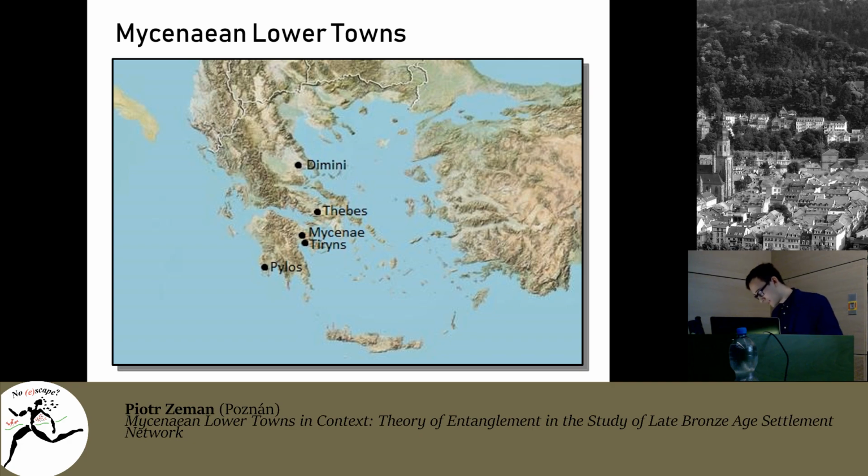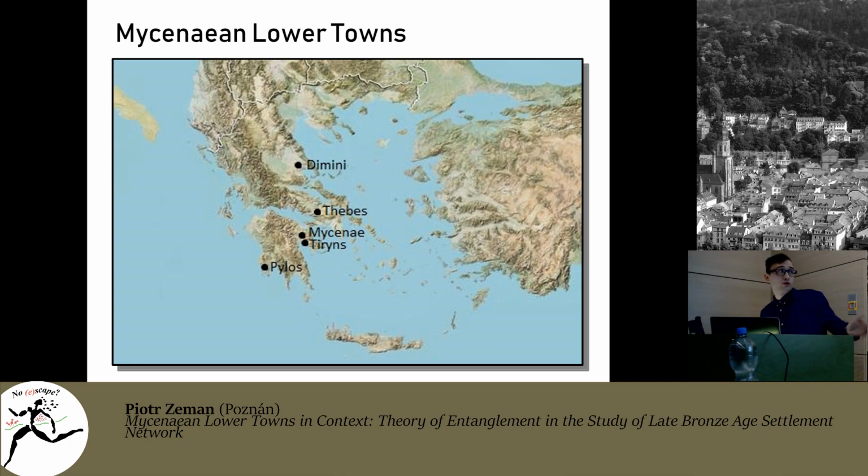Okay, so Mycenaean lower towns. The main range of analyzed data will come from all known Mycenaean lower towns located on the Greek mainland. Those are the sites of Dimini, Thebes, Mycenae, Tiryns, and Pylos. Palaces at Orchomenos, Athens, Midea, and Agios Vasilios lack known remnants of settlements surrounding the Mycenaean palaces, so they have to be eliminated from the study because we lack the data, basically.